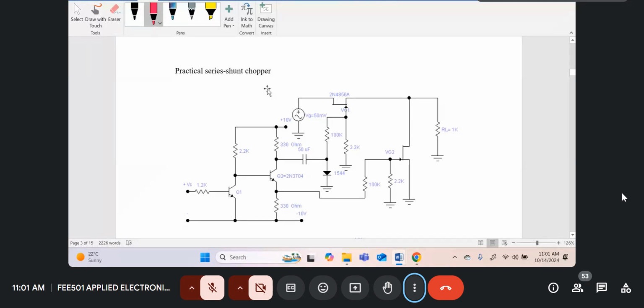Here we're using the 2N4856A. This is an American transistor. So these two transistors are the same. These are series shunt choppers. There's actually an error in the value of this bottom resistor here. This bottom resistor is 22K, not 2.2K.